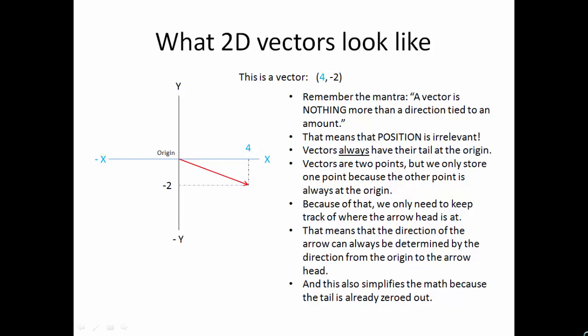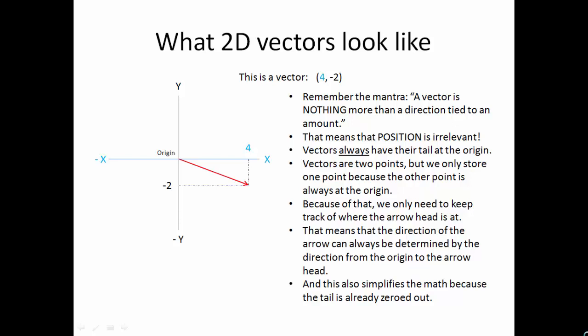There's a massive storage saving here in terms of computer memory and memory in the CPU and memory on disk, and it's just far, far, far more efficient to only store the position of the head. And there really is no reason whatsoever to ever have the tail position away from the origin, because going back to the mantra, a vector is nothing more than a direction tied to an amount. So direction, amount, that's all that matters. Position is not part of that. That's totally irrelevant. And so there's just no reason ever to have the tail at any position other than the origin, and it's just far more efficient to only store the head position.